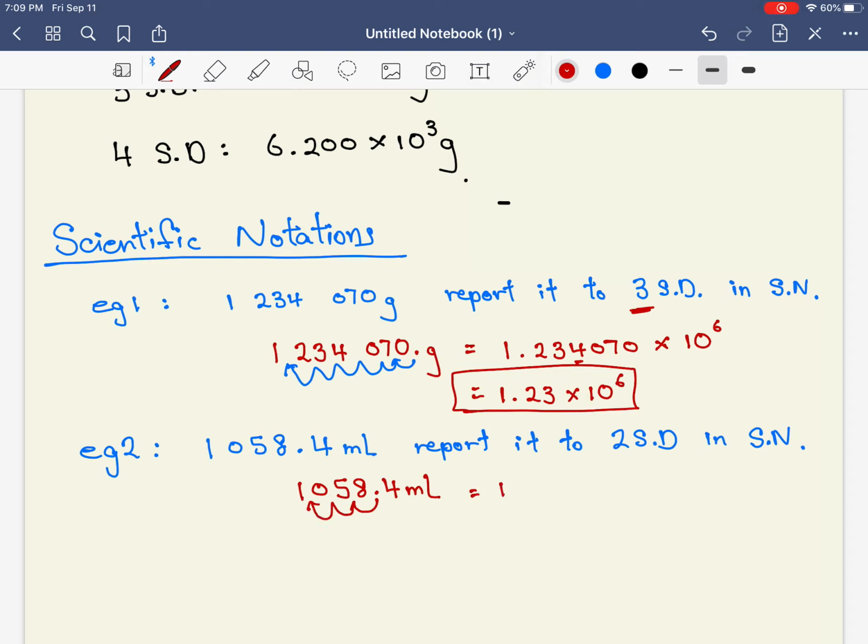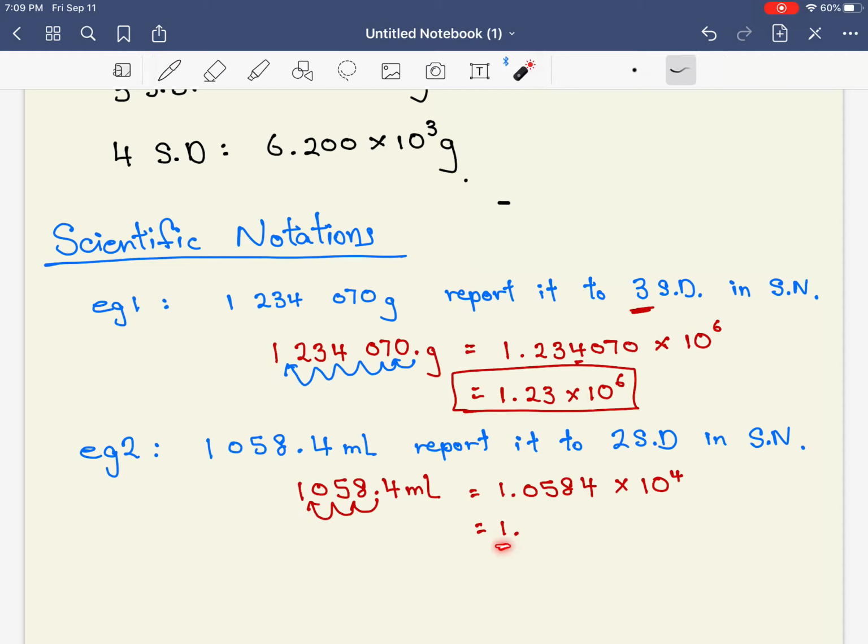Okay, so this is going to be 1.0584 times 10 to the power of, how many times did I move the decimal point? Right, 4. So to the power of 4. Am I done? No, because I don't want to report this. I want to report only 2. So this is going to be 1 point.